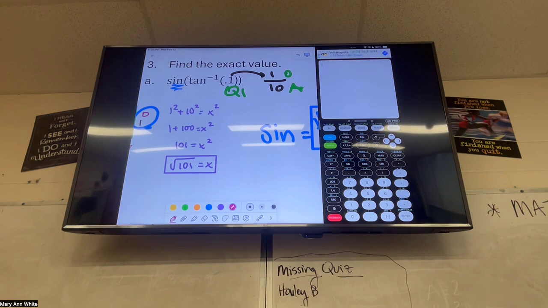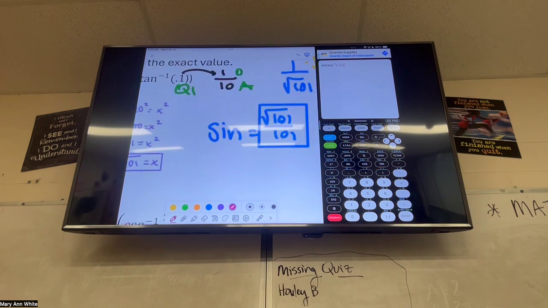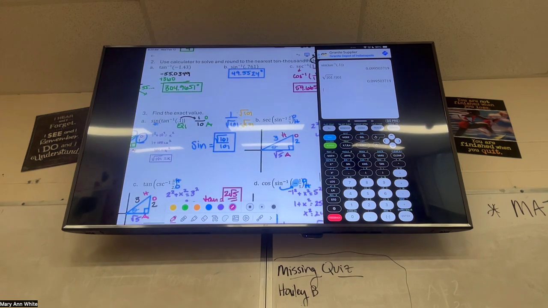So I'm going to type sine, second, tan, 0.1, close all my parentheses. That gives me a crazy decimal, that's okay. But when I plug in root 101 and then divide that by 101, that should be the exact same number. Do you see how we're getting the same number each time? So why don't we go ahead and try that for the next ones?